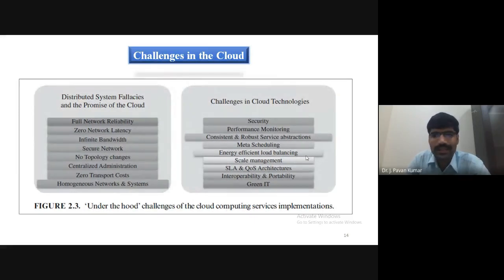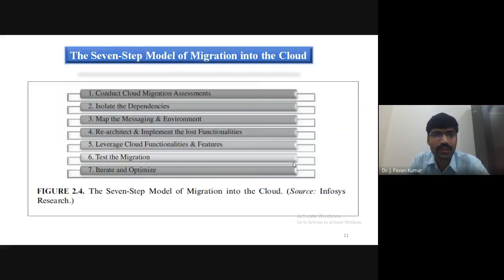Okay, next, what are the challenges? Of course, on the right side you see challenges in cloud technologies. Here some security, performance monitoring we have to perform. Security, we have to ensure consistent meta scheduling, energy efficient load balancing. Suppose 2 or 3 servers are there. On those 3 servers, we have to distribute the load in such a way that no system should be idle, and no system should be over utilized. That we call load balancing, scale management, and QoS architecture. These all come under challenges in cloud technologies. Okay, this is about migration into a cloud.